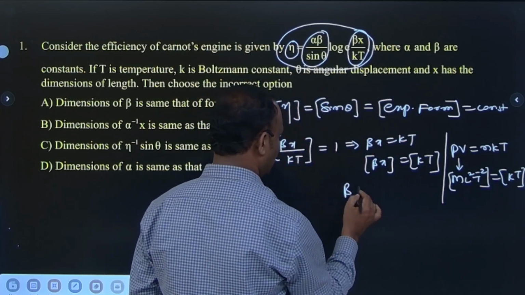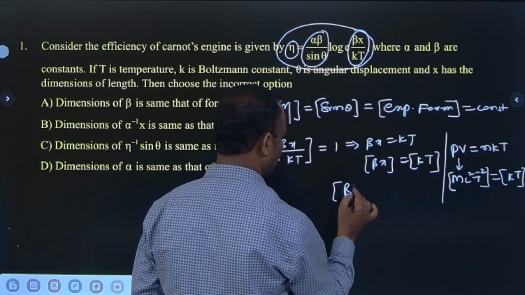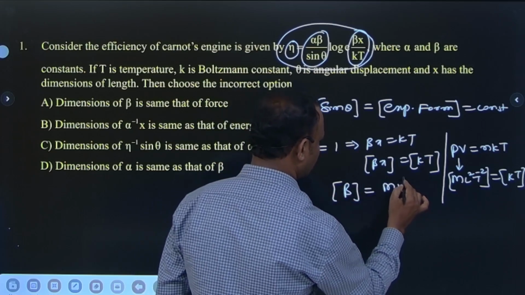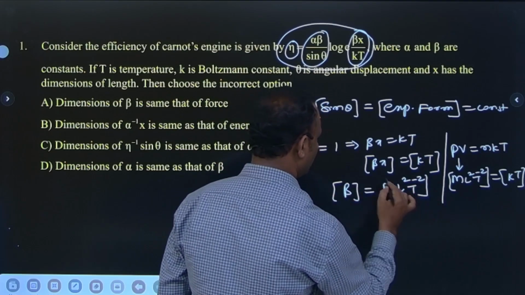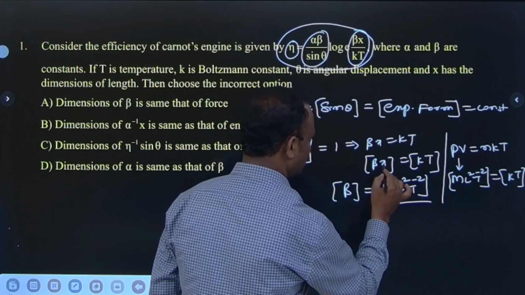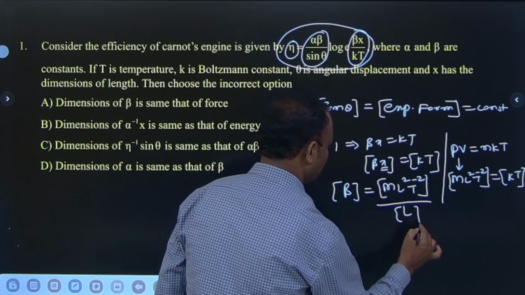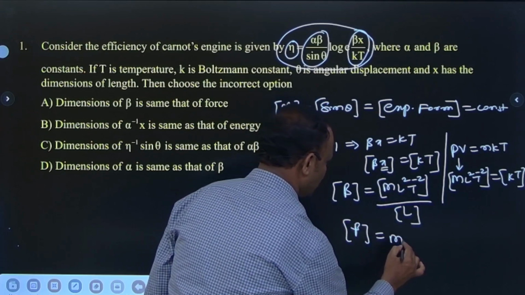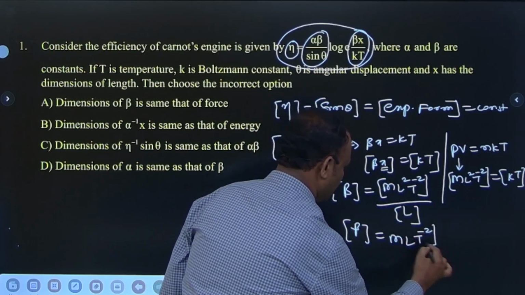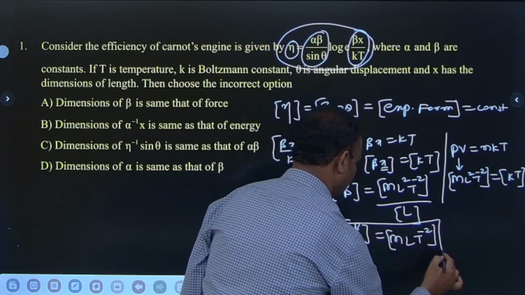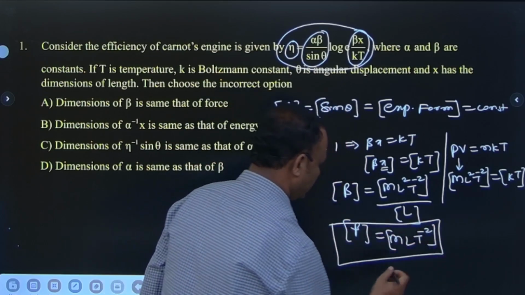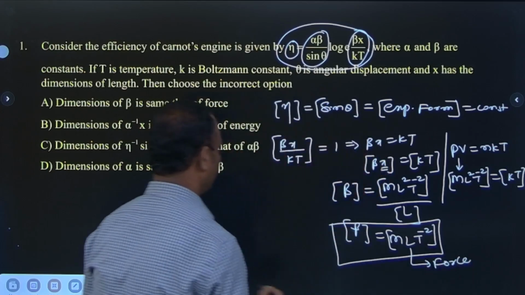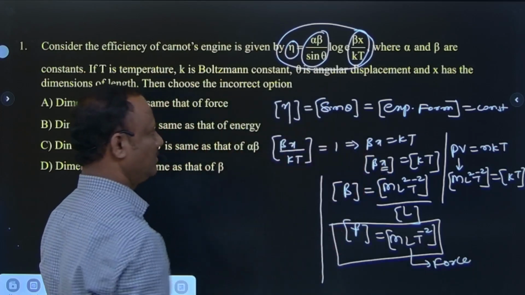Then the dimensional formula of beta is equal to kT, that is ML square T minus 2, divided by x. X is a length, L. So the dimensional formula of beta is equal to MLT minus 2, which is nothing but the dimension formula of force. Now the first one is completed.